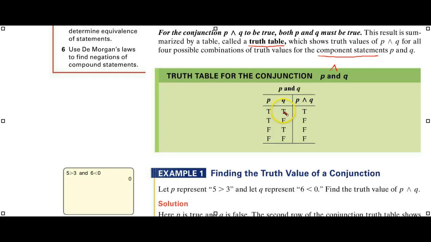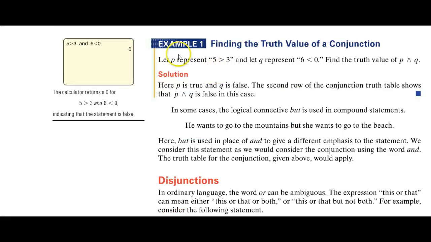So if they're both true, the statement is true. If one is false, that is the Q, then it's false. If the P is false, then it's false. And of course, if both of them are false, then it's false. So this is the truth table and should be in your notes. You're going to be allowed to use your notes. Let's go on. So as we look at example 1, find the truth value of a conjunction.